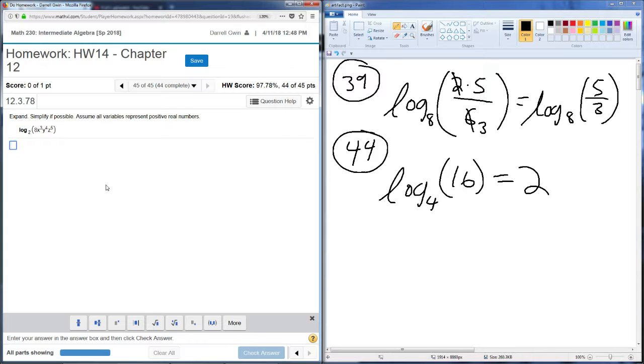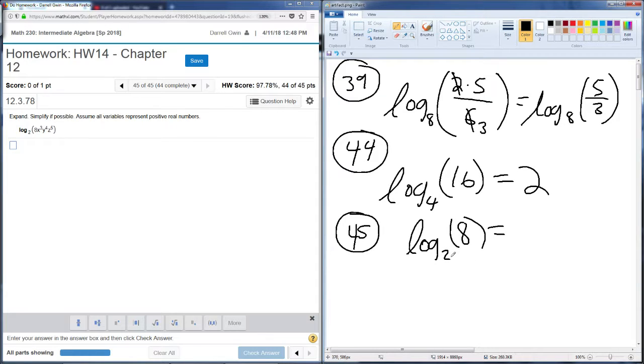Expand again. Expand and simplify. So log base 2 of 8, number 45. Log base 2 of 8. Well, 2 to the power of what equals 8? Well, 2 to the power of 3 equals 8. So here we go. 3 is the first one, because log base 2 of 8 is 3. And then the second one is x to the power of 3, or 3 log base 2 of x. Oops, of x. Just like that.